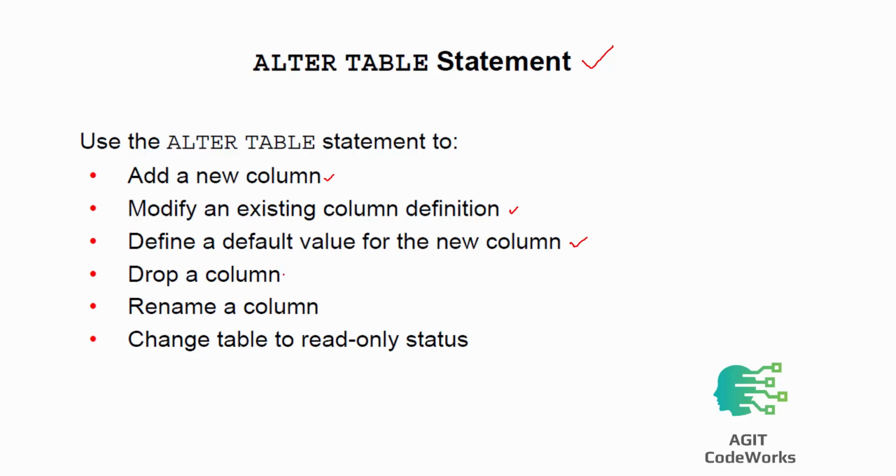We can also drop a column. For example, you can say, okay, there was a date of birth column and now we don't want the date of birth column, so you want to drop that. You can do that. Rename a column, like renaming the staff ID column to staff_ID_PK, or renaming the department_ID column to dept_ID, whatever renaming you want to do. And then also something important, change a table to read-only status. Now I'll tell you why this is very important.